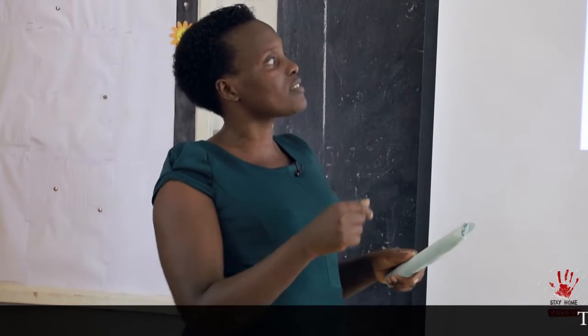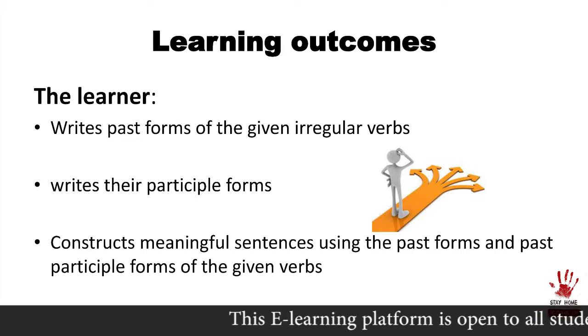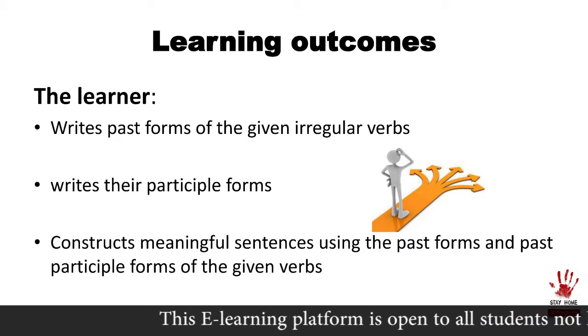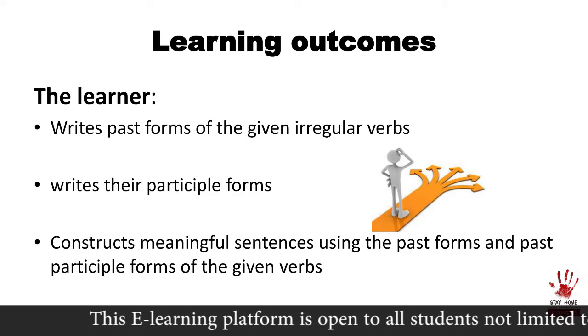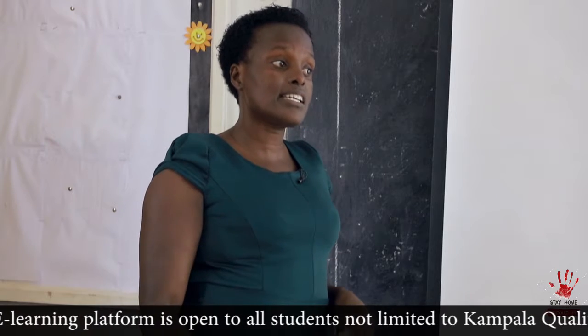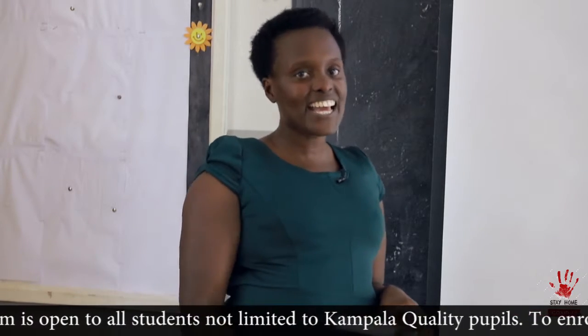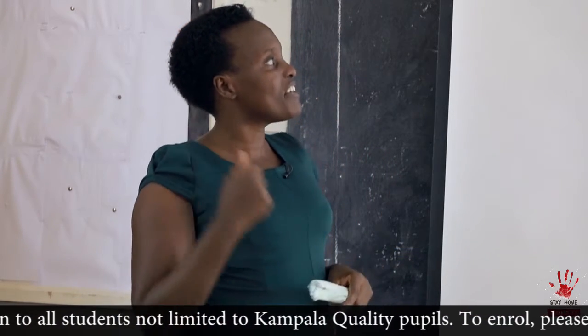But before the lesson, I want you to know what I expect from you. By the end of this lesson, I expect you to write down the past forms of the given verbs. And I also expect you to write their past participle forms. And for every word you write, you should be able to use those verbs to construct meaningful sentences. You can construct the sentences orally. You can write the sentences down. You can go and construct them for your sister, for your brother, for your mommy, to show that today you have learned. So let's look at the verbs now.